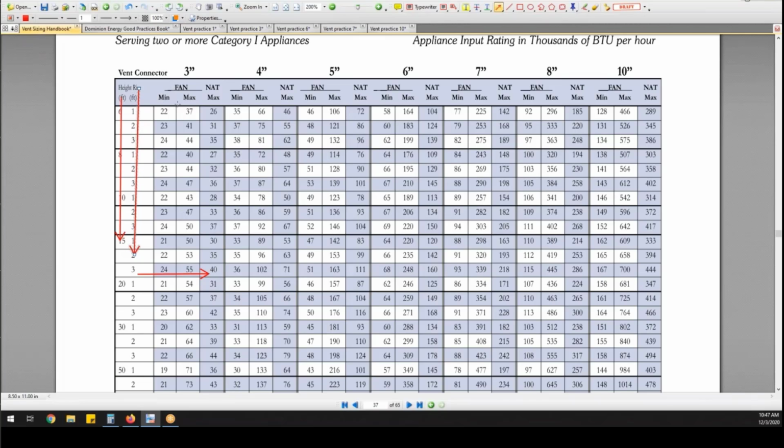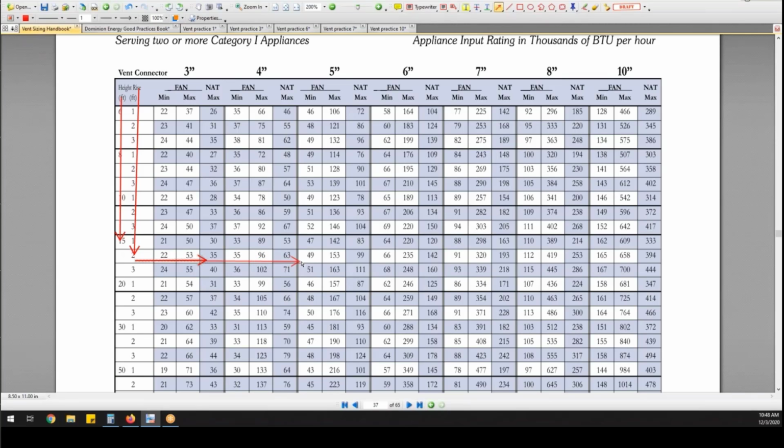Now we're dealing with a fan assisted appliance. I've got to fall within the min-max range. Okay, and it's 100,000 BTUs. So 3-inch doesn't work. Okay, let's go over and look at 4-inch. Does a 4-inch connector work? No, because I'm over the max, right?